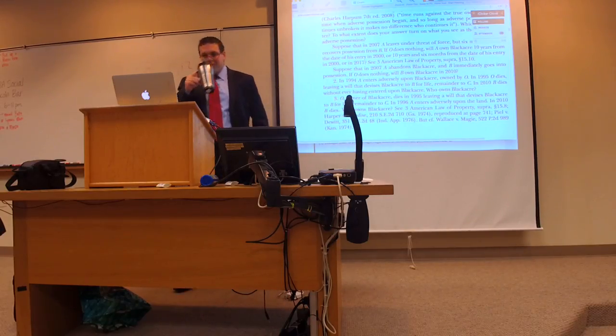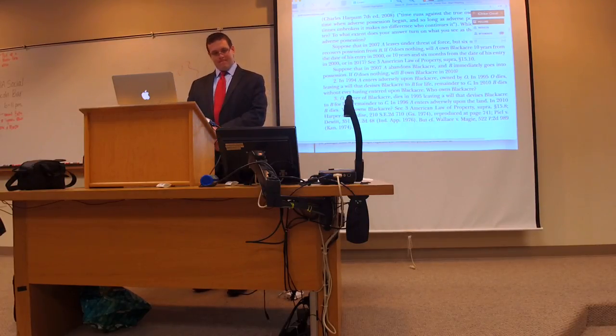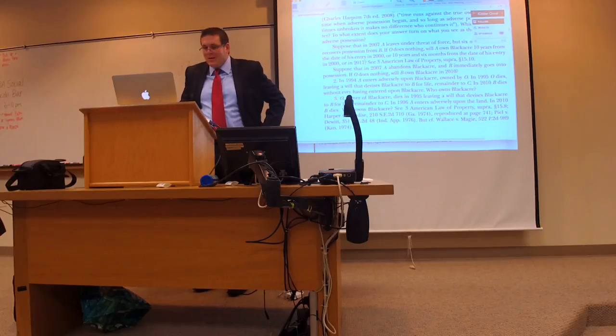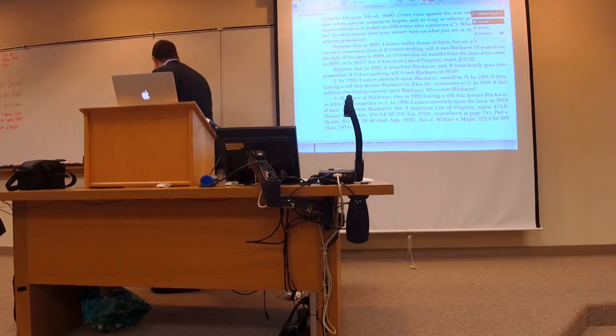In 1994, A enters adversely upon Blackacre, owned by O. In 1995, O dies, leaving a will that devises Blackacre to B for life, remainder to C. In 2010, B dies without ever having entered upon Blackacre. Who owns Blackacre? Okay. So the choices are A, B, or C.